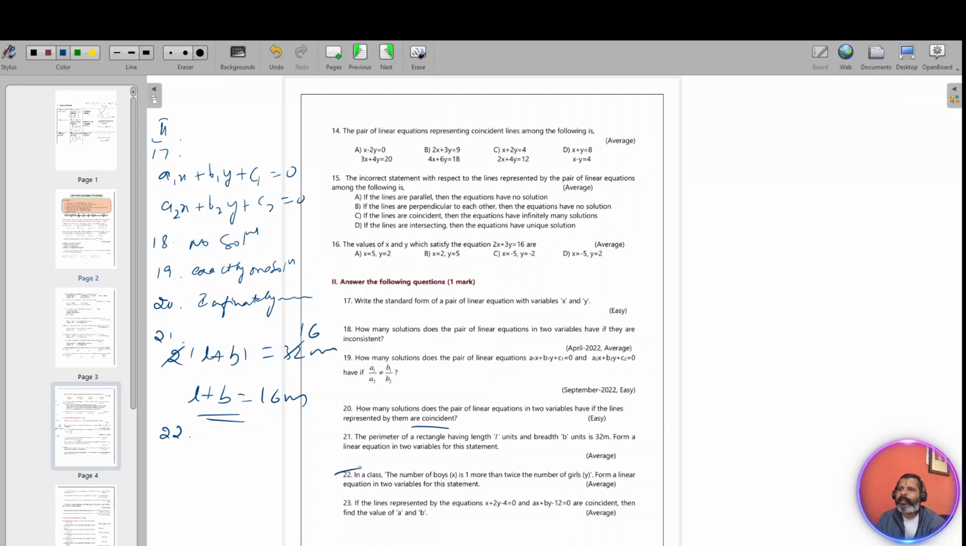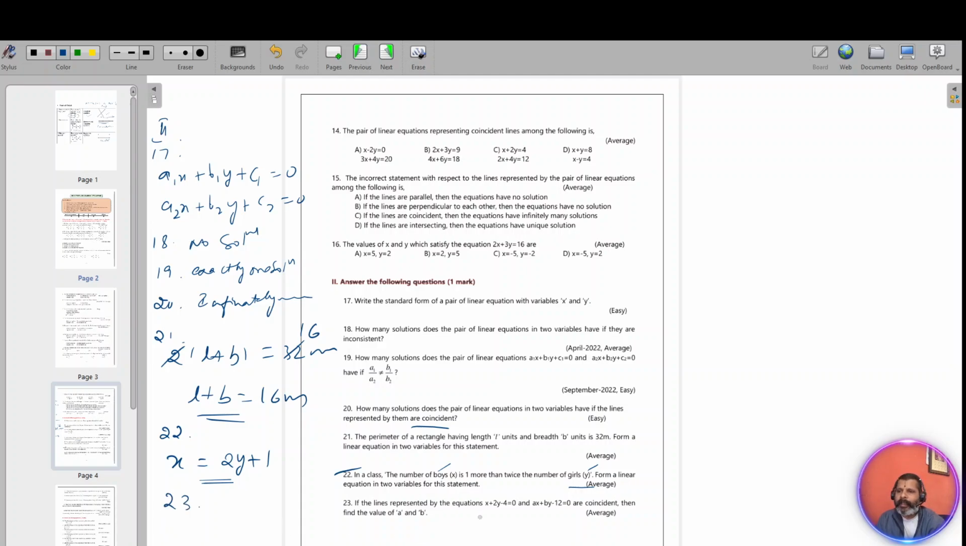22, it's important. The number of boys, represented as X, is one more than twice the number of girls. Girls is represented by Y. Form an equation for this. Means number of boys is twice the number of girls plus 1. This is the equation. Okay, remember.